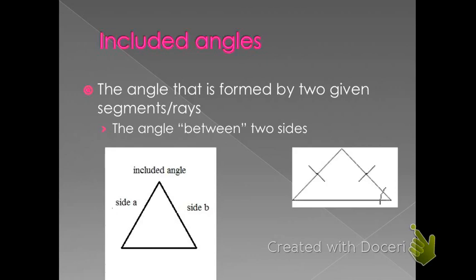You might have been able to notice by the diagram that it was the angle between two sides. That's kind of an informal definition, but it works really well. I might also define it as the angle that is formed by the two given segments or rays. So here we have side A, side B, and together they form the included angle. Here, if this is side A and this is side B, and then we're looking at this angle over here, it's not included. It's not formed by them. It's not between them. It's formed by side B and then the other side.